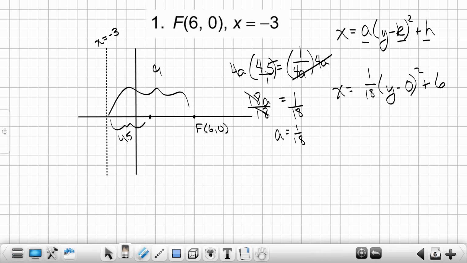I divided both sides by 18 because I needed to isolate a.